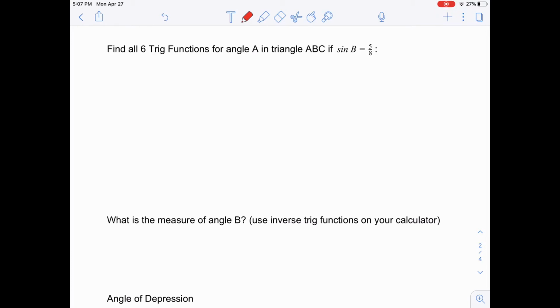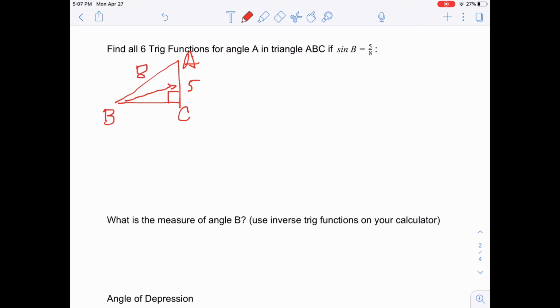So let's draw, first of all, a triangle. Triangle ABC. I'll put B down here because that's the one that's referenced in sine of B. C is my right angle. I'll put A up here. So we've got sine of B equal to 5/8, so I'm going to go opposite side. That's going to be my 5. And the hypotenuse will be 8.